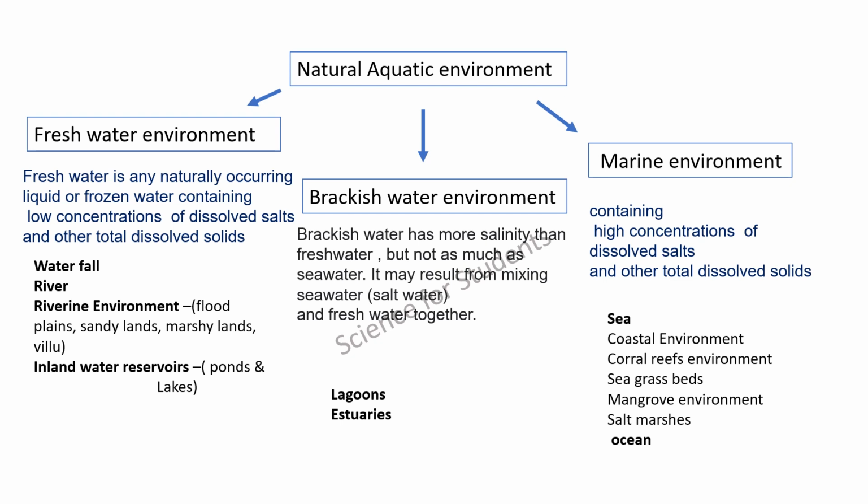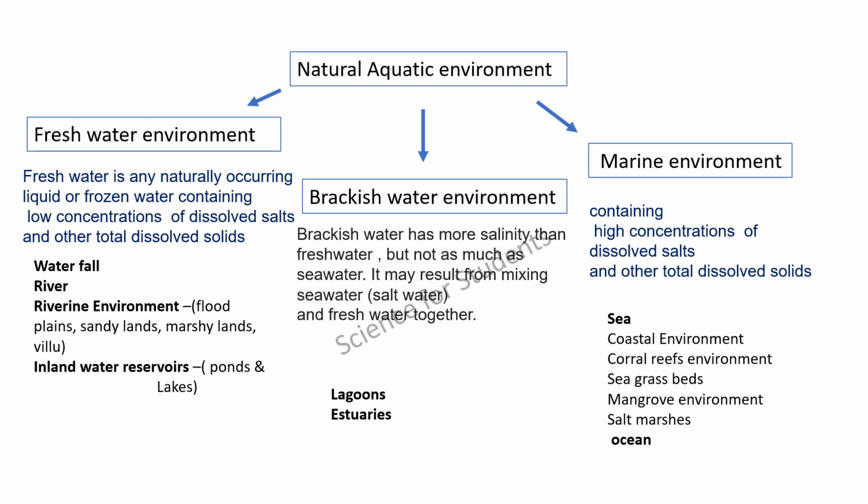So, for examples of fresh water, we can take rainfalls, rivers, riverine environments, and inland water reservoirs. Again, there are more riverine environments such as floodplains, sandy lands, marshy lands, and willow. For inland water reservoirs, we have ponds and lakes. But in Sri Lanka, we can't see any natural lakes. There are only man-made lakes.